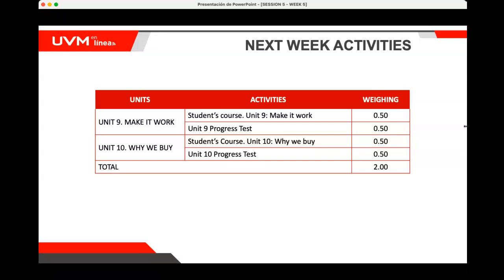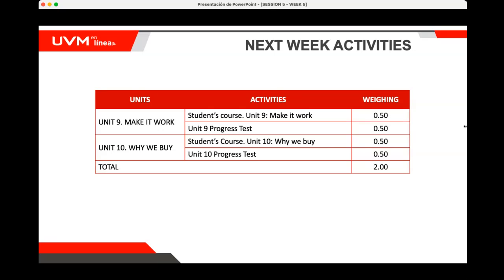Next week's activities, we have again 2 units. Unit 9, Make it work. Unit 10, Why we buy. We're going to have 4 activities. The first one, as you already know, the student's course, the general activity. Unit 9, Make it work. And Unit 10, Why we buy. And then we have the progress test. The progress test for Unit 9 and the progress test for Unit 10.